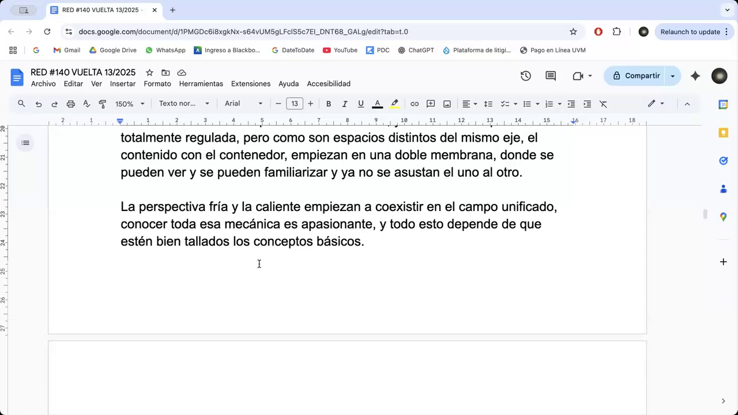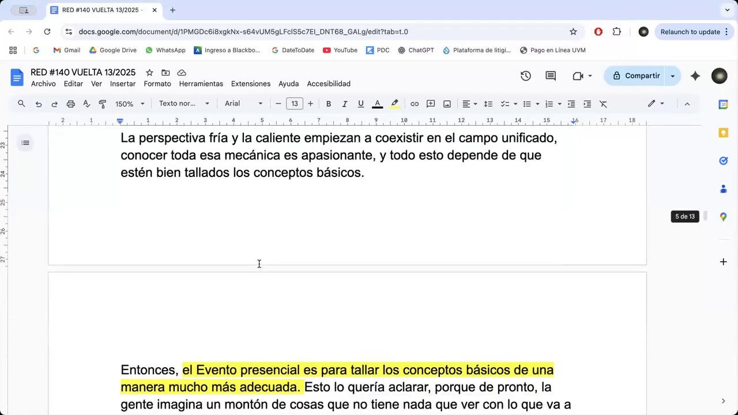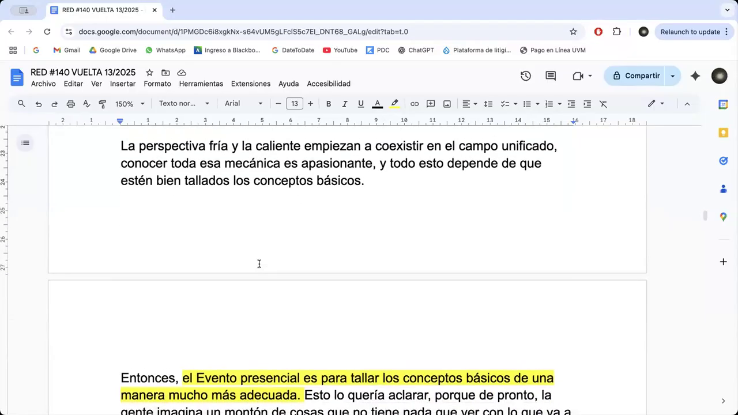we find the content and the container, and then we begin with this double membrane where they can see each other, they can be familiarized with each other, and they do not scare each other. So the cold perspective and the warm and the hot perspective begin to coexist in the unified field. So getting to know all of these mechanisms is very passionate, and all of this depends on whether or not the basic concepts are well created, properly created.